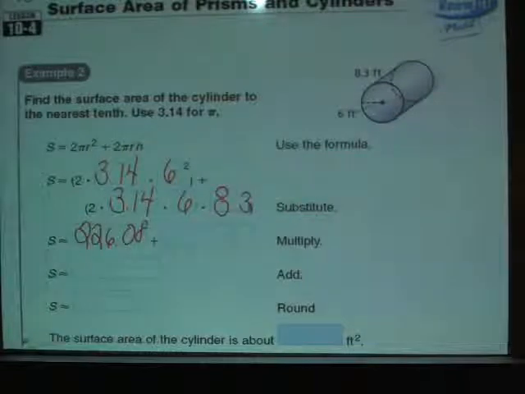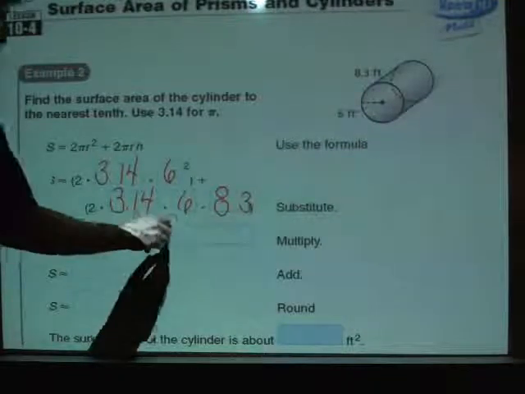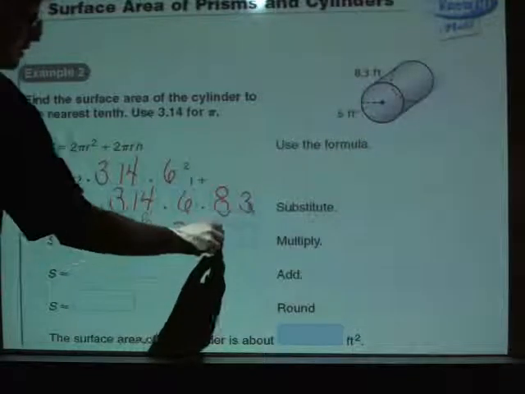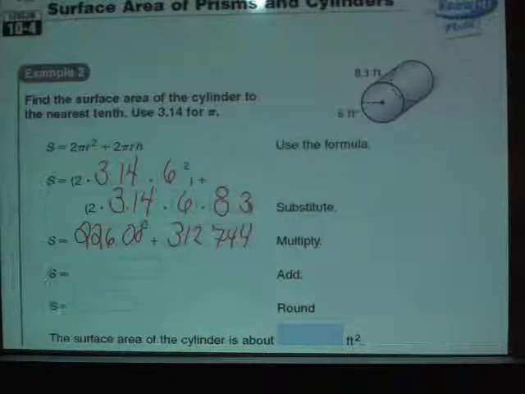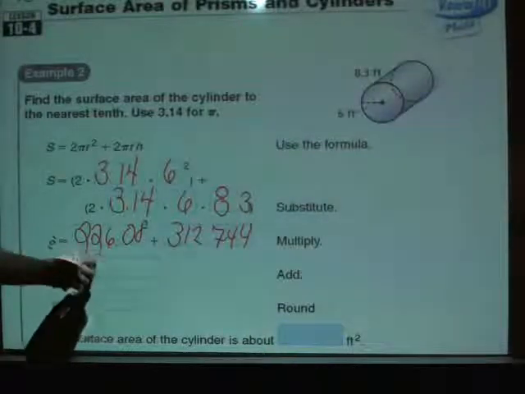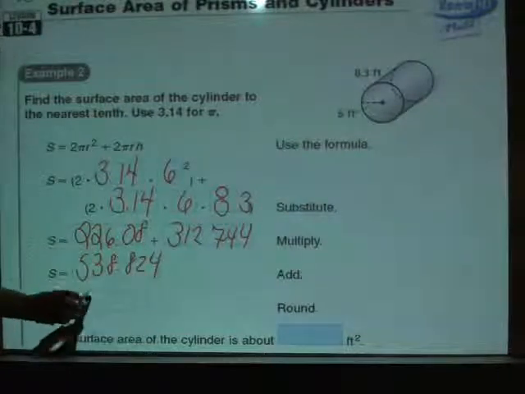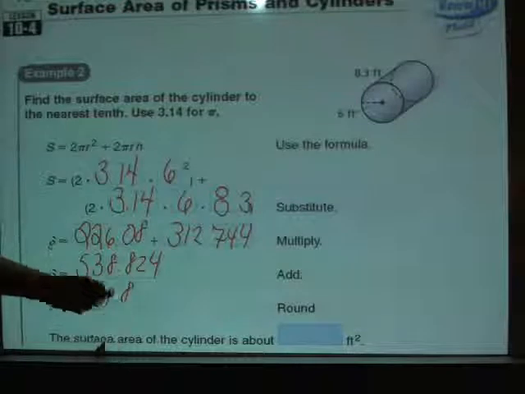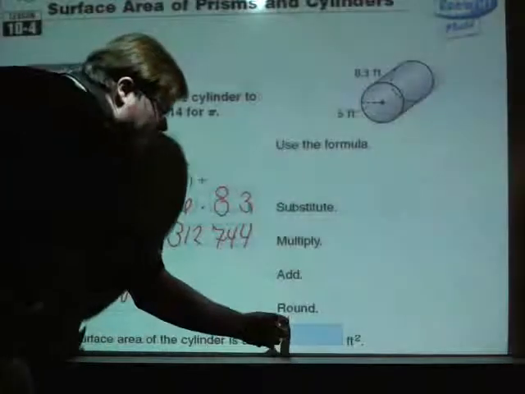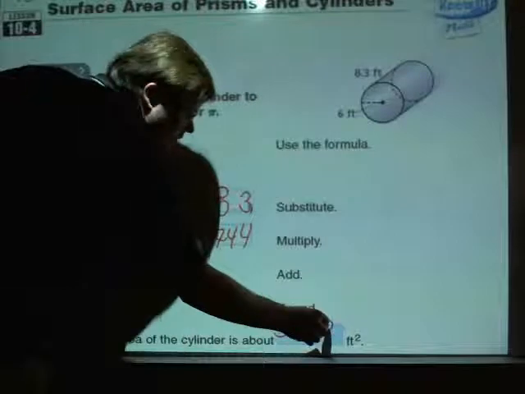Right side, I've got 2 times 3.14 times 6 times 8.3. When I do that, I get 312.744. Adding these two together, so that's what the formula says to do, that's 538.824. And then the directions say round to the nearest tenth, so we're going to say 538.8. So the surface area of that cylinder is about 538.8 square feet.